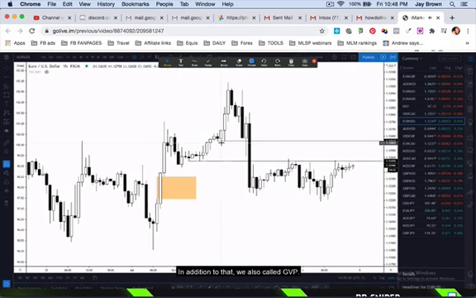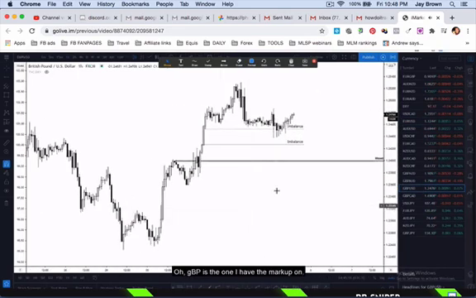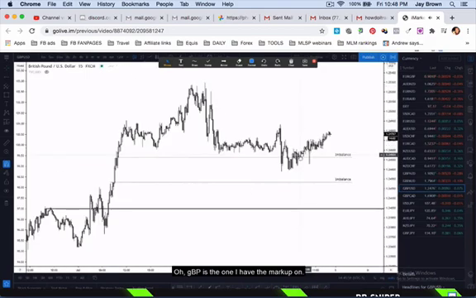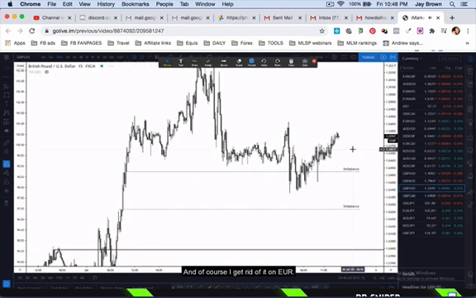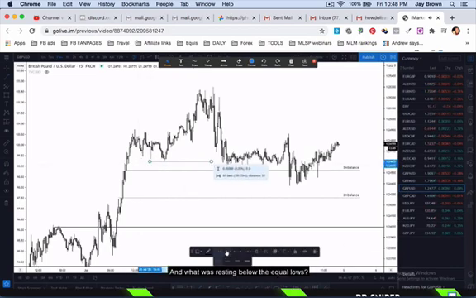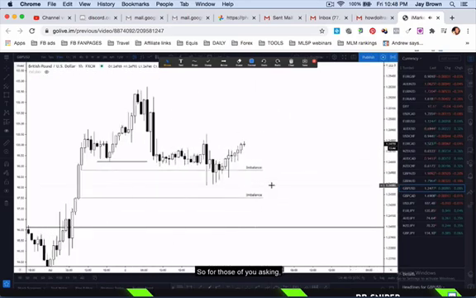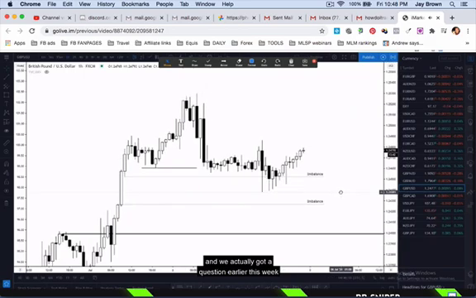In addition to that, we also called GBP, and that was the same reason, right? GBP is the one I have the markup on, and of course I get rid of it on Euro. GBP, we also told you this. You had equal lows right here, and what was resting below the equal lows? The imbalance.